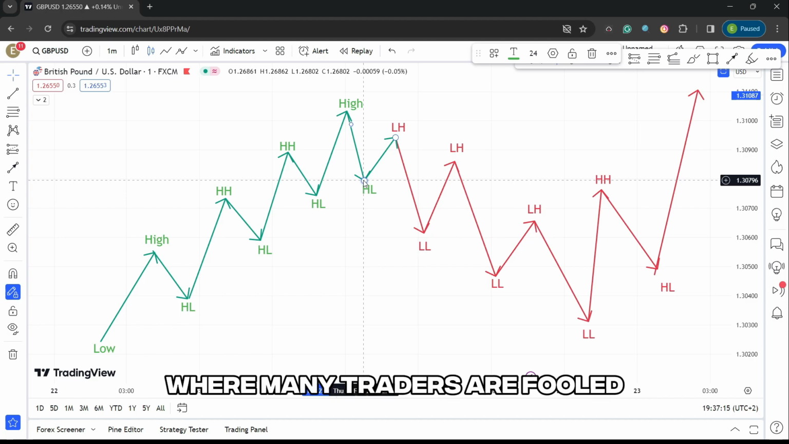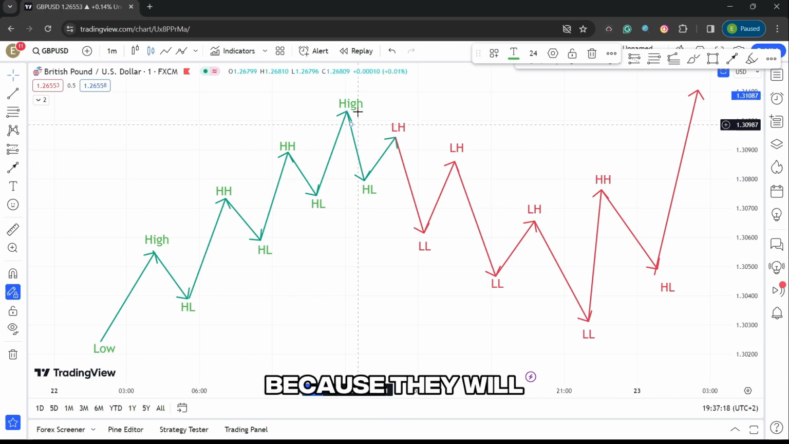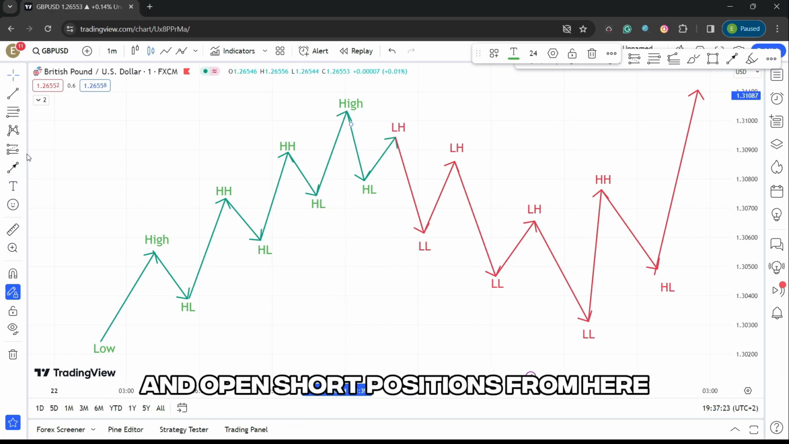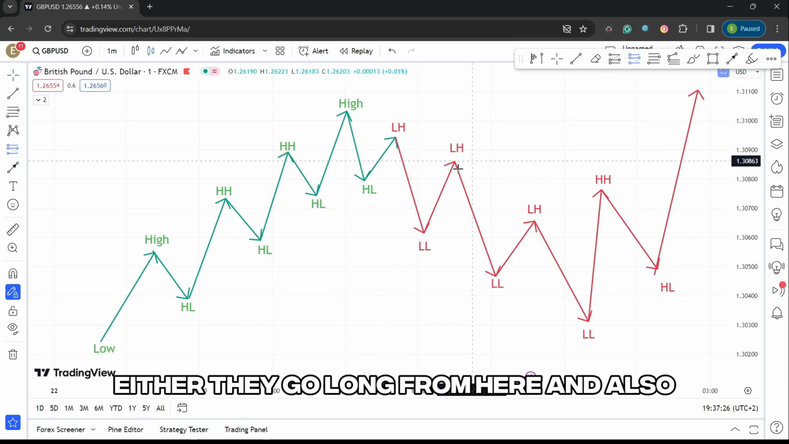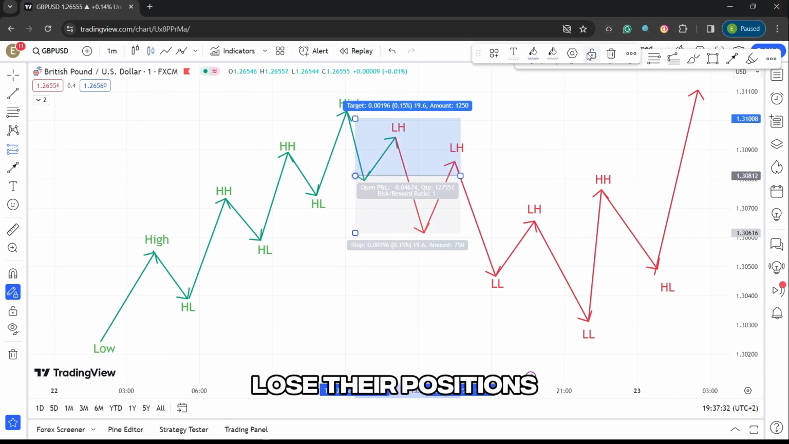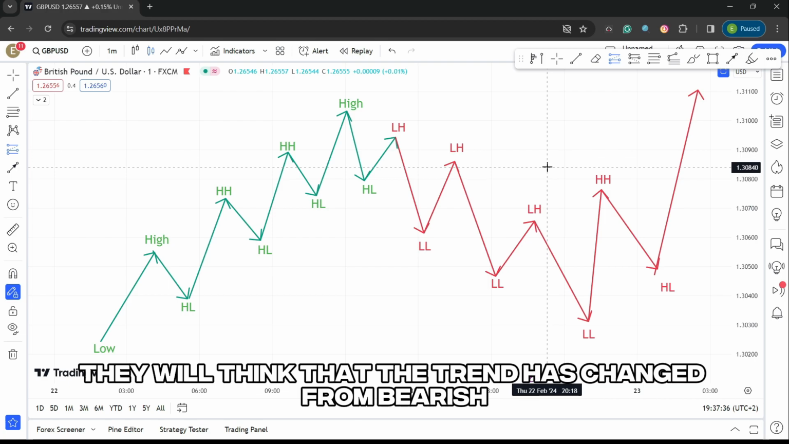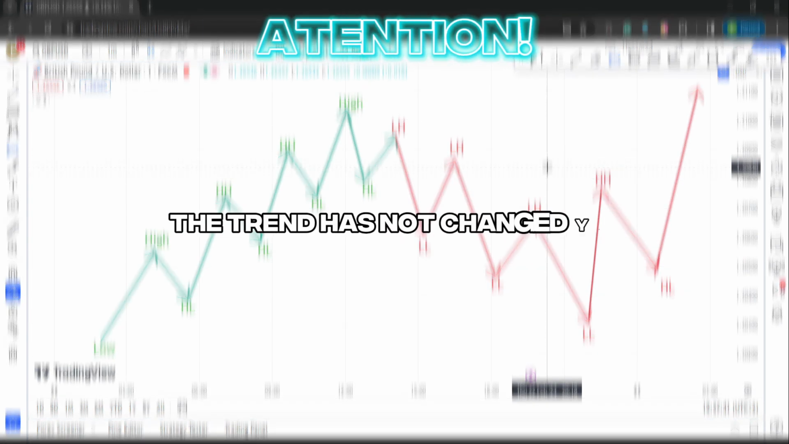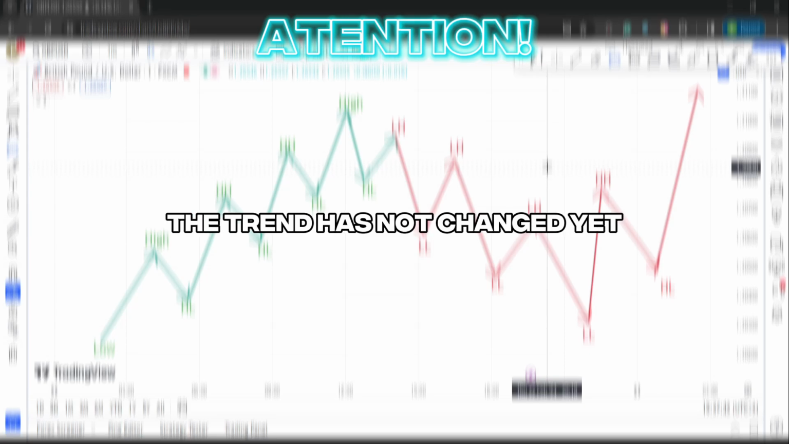This is a moment of impasse in the market where many traders are fooled because they will either come with sells from this point and open short positions from here, or they go long from here and also lose their positions. They will think that the trend has changed from bearish to bullish and will lose trades. Attention, the trend has not changed yet to bearish.